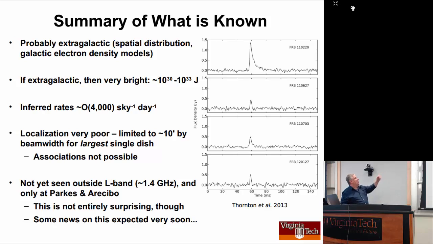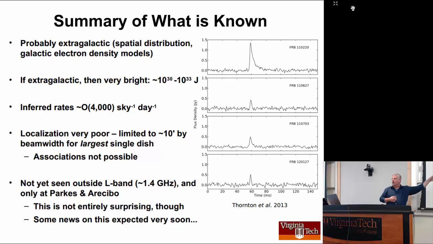So what do we know? We know they're probably extragalactic. If they're extragalactic, then they must be extraordinarily bright. The way we measure how bright these things are is in terms of raw energy, because they're impulses, right? An impulse is a certain amount of power over a certain amount of time. So in terms of total energy, these things have implied energies on the order of 10 to the 30 to 10 to the 33 joules. I will tell you that when these things go off, they must be the brightest things in the universe. That's how bright they are. There's nothing brighter in terms of intrinsic temperature.